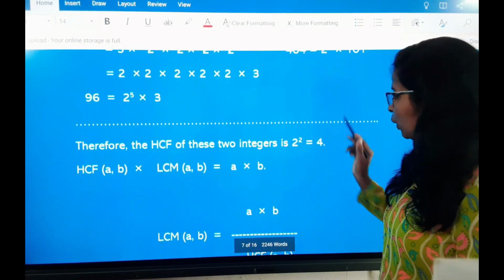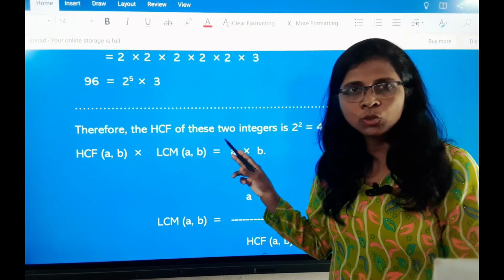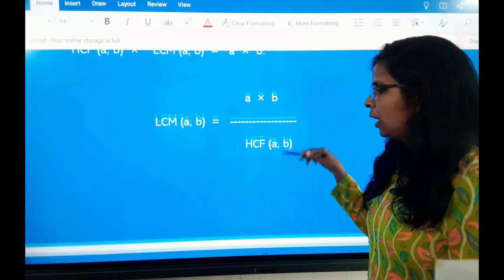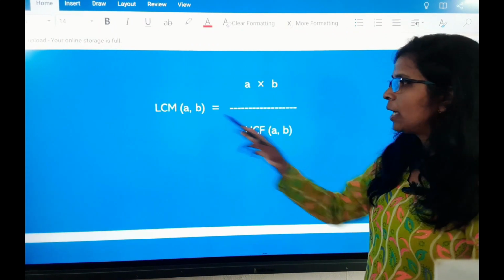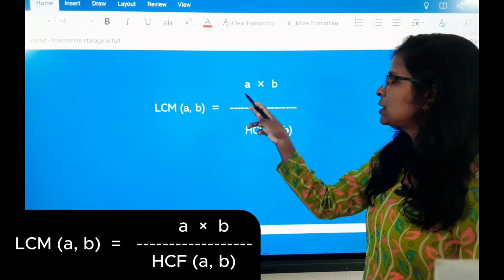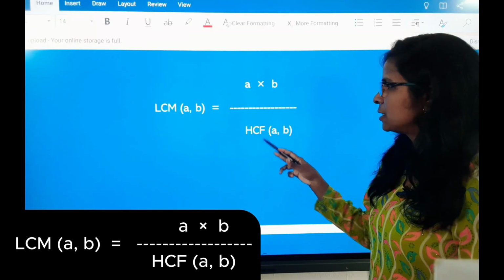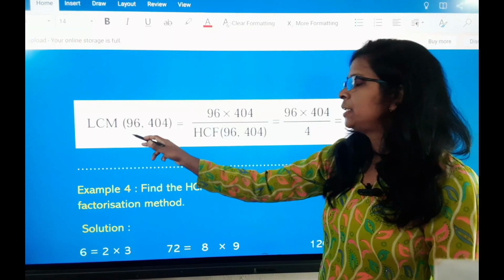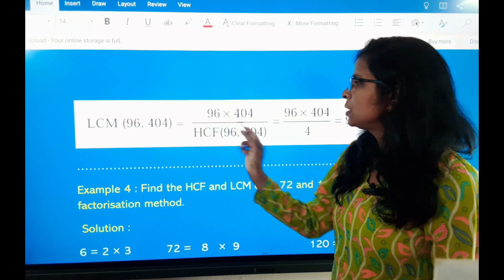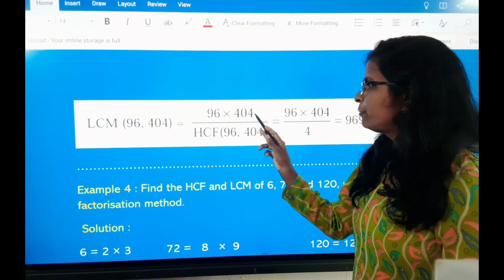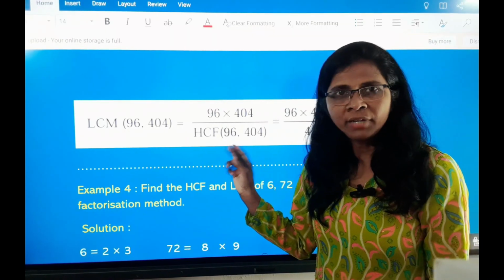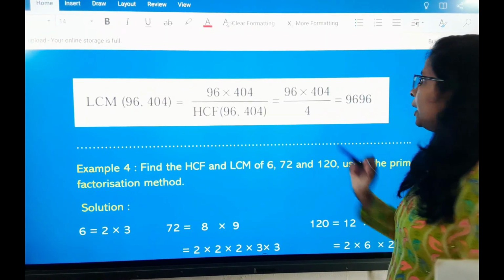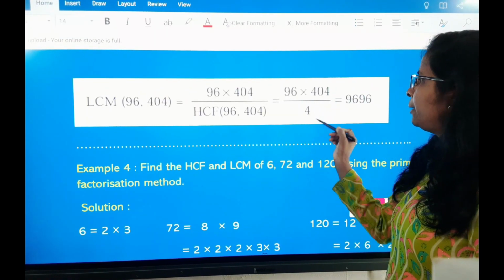That means 4 is the HCF of these two numbers. Now calculate the LCM. We have the formula: LCM of A and B is equal to first number into second number divided by HCF. By using this formula, LCM of 96 and 404 is equal to 96 multiply 404 divided by HCF. HCF is 4.